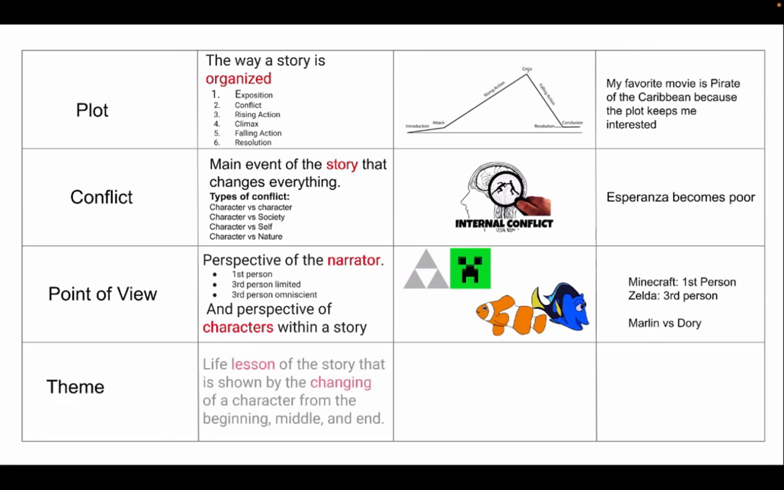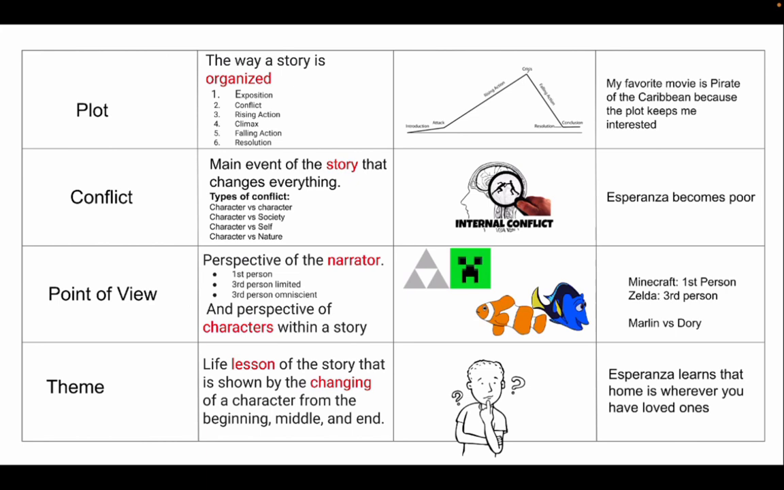Last, we have theme. This is the life lesson of the story that is shown by the changing of a character from the beginning, middle, and end. To help me remember that, I drew a picture of a student thinking, what am I supposed to learn here? And then the overall connection that I put to help me remember is that Esperanza learns that home is wherever you have loved ones. That is what I felt showed the connection to theme and what I was supposed to learn. As always, if you have any questions, please let me know.